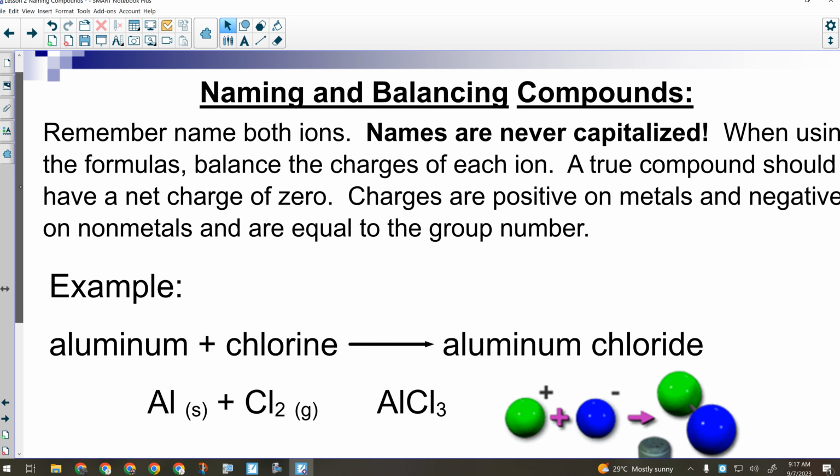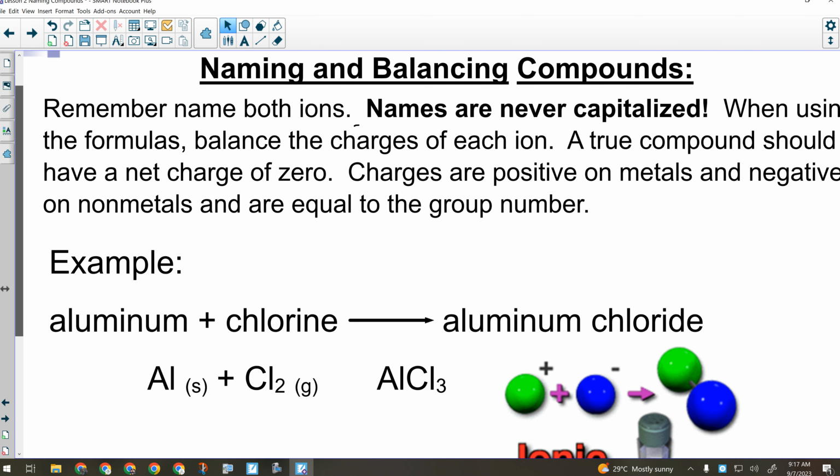So remember, we name both ions, and this is something important because I see this one happen all the time. Names of compounds are not proper names. It's not like Jane Doe or John Smith. They're a chemical designation. Thus, they do not get capitalized, unless you're starting a sentence with "Sodium chloride tastes good on my French fries." Then you would capitalize it because you're starting a sentence. But otherwise, no, they don't get capitalized.